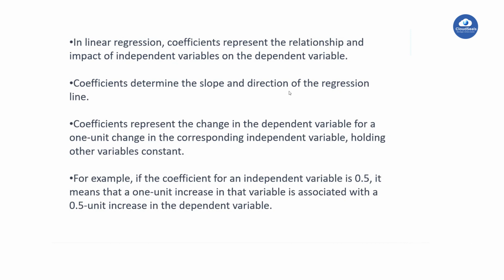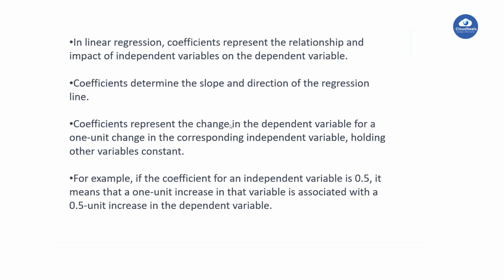Coefficients determine the slope, the direction of the regression line. Slope of the direction means, for example, if we have taken a negative coefficient value, what will happen? Whenever the independent variable increases, automatically the dependent variable will decrease. If the independent variable decreases, automatically the dependent variable increases. So the coefficient determines the slope, that is the direction of the relationship between the independent variable and the dependent variable. So the coefficient determines that type of information also.